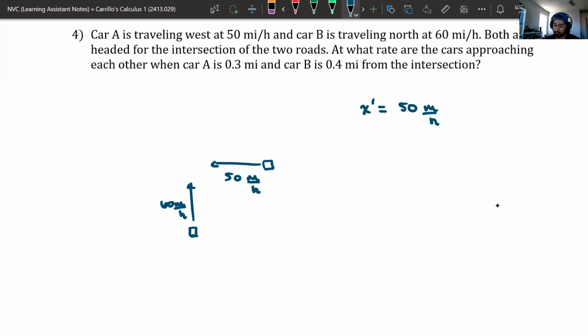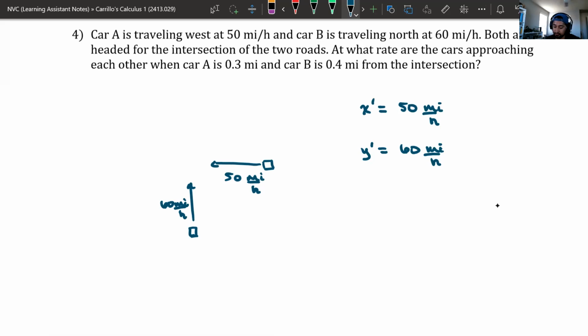Car B is traveling north, meaning it's traveling vertically. So I'm going to say that y prime is 60 miles per hour. I should say miles. There we go. It's not meters. Dumb imperial units.